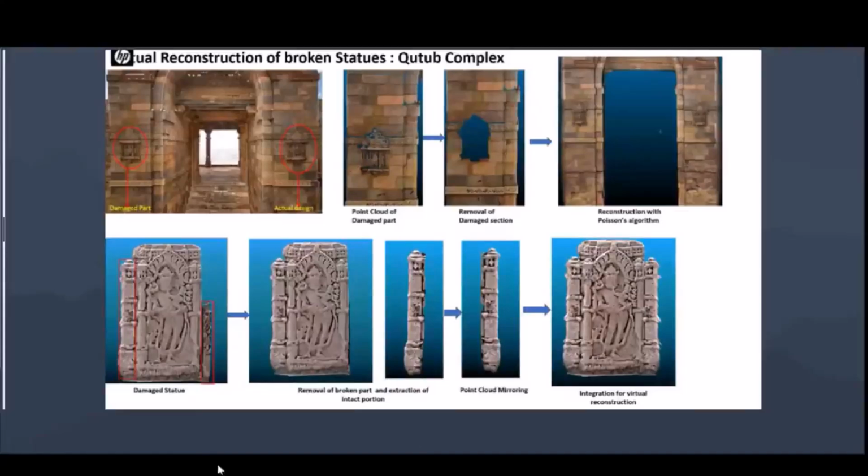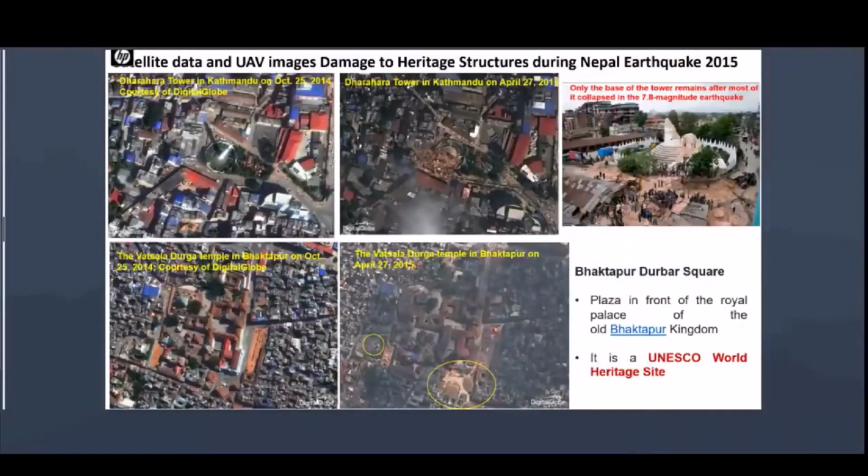So if you remember, there was a very big earthquake in Kathmandu in 2015. And the entire Bhaktapur area, a lot of buildings were damaged in that particular earthquake. So as you can see here, the first image.